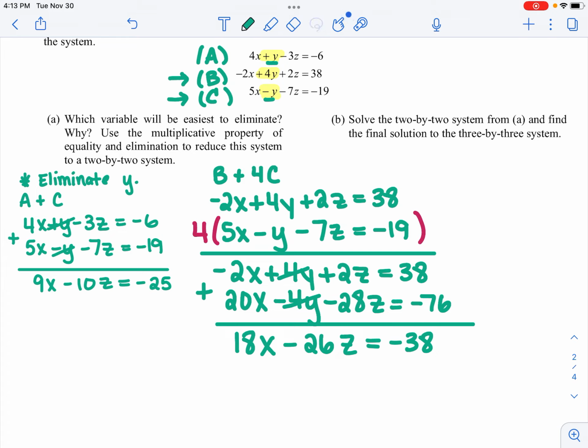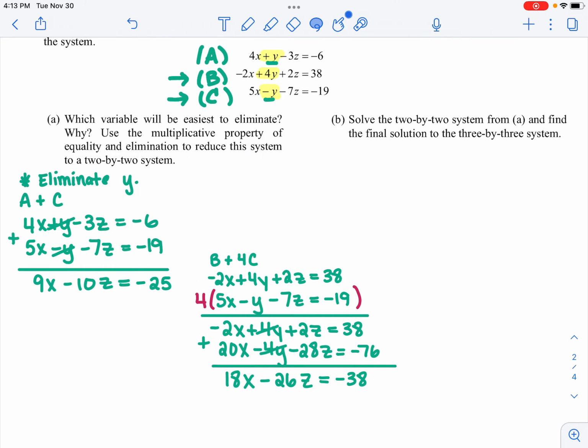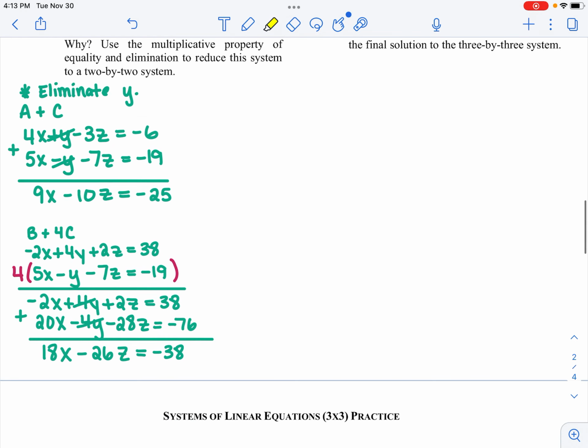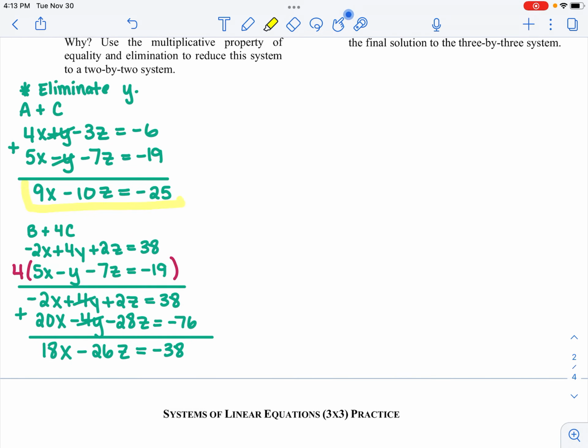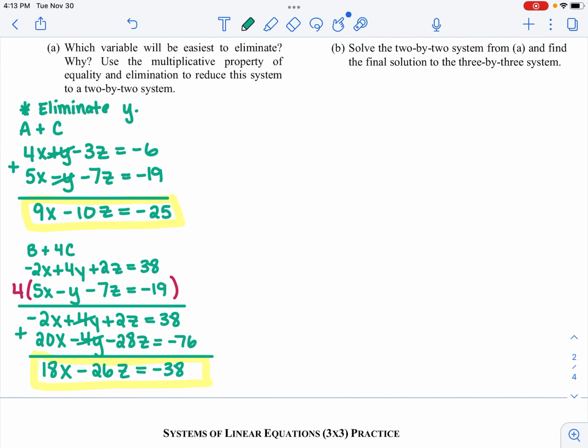Okay, so we now have 2 equations, both with x and z, by eliminating y. And what we're going to do is take these 2 equations, 9x minus 10z equals negative 25, and 18x minus 26z equals negative 38, and set them up now as our third and final attempt with the elimination method.